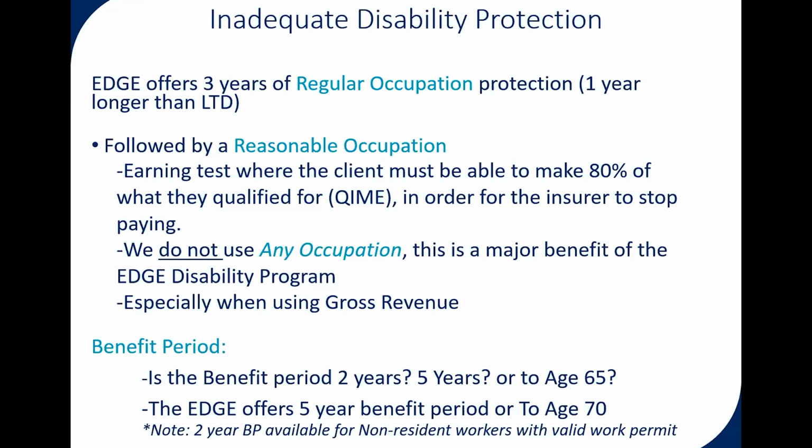So with policies that have an any OC definition, in order for a person to qualify, you need to be really, really, really disabled or really, really low skilled, meaning you have no transferable skills. We don't use that. What we use is a reasonable OC. So the first 3 years, regular OC, and then at that point, we know they're still disabled from their regular OC, but can they do a reasonable occupation? So there's an earnings test. Can they, based on their limitations, get a different job earning at least 80% of what they qualified for with the EDGE? If they can't, they're still on claim with us.